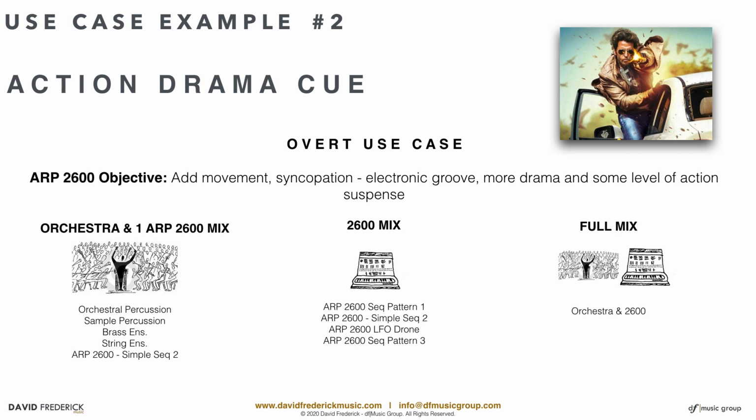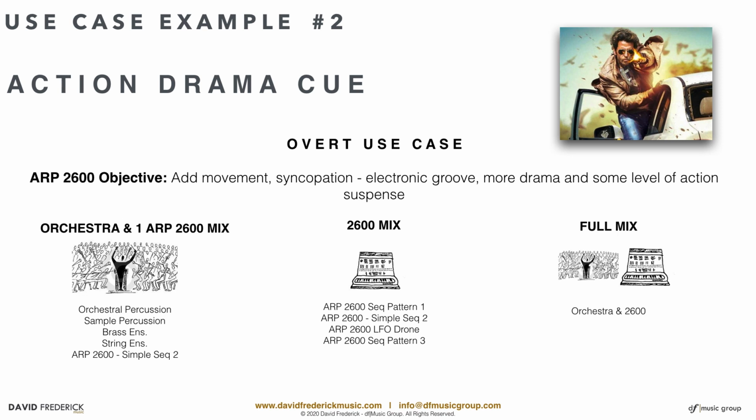And really, I'm using the 2600 specifically to do the following. I want to add some kind of movement in the piece of music, and I really want this syncopated electronic groove going on in the background. And essentially, the objective is to add a little more drama and a little more action suspense in this piece of music. So the orchestral side of the music is pretty straightforward, right?